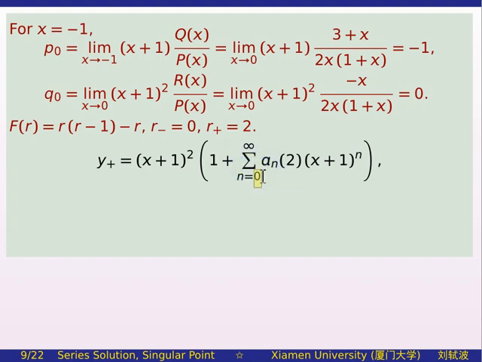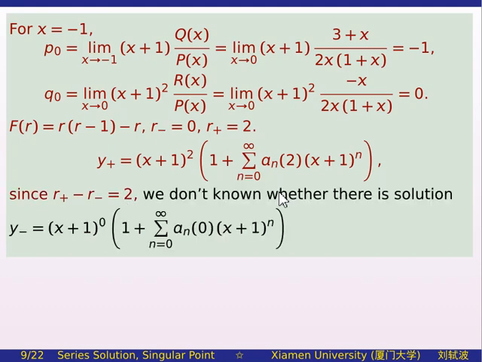And for r minus equal to 0, because the difference between r plus and r minus is 2, which is a positive integer, we don't know whether the equation has a solution of this form. For this, we don't know.